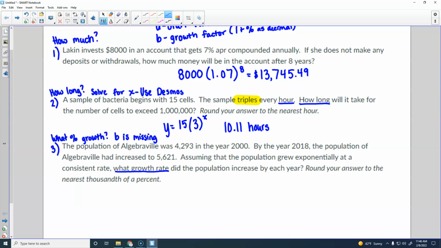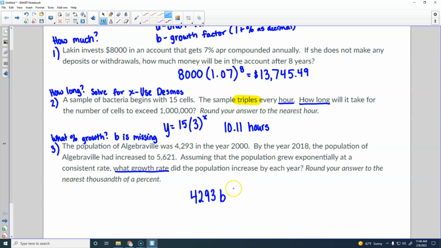Right, so we're not going to have anything for our B. We don't know what the growth rate is. So our start value would be the first amount they give us, which is the 4,293. And we would multiply it by B. We don't know what the growth rate is, so we can't tell what our B is going to be.